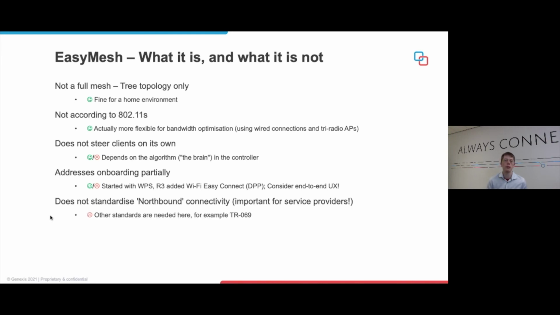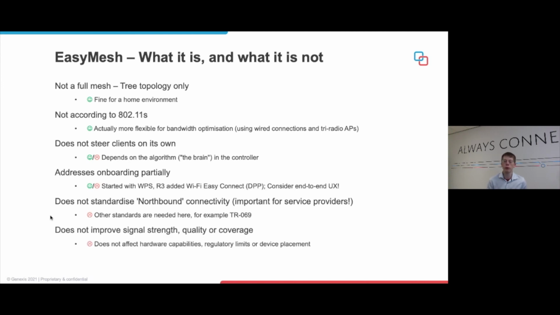And then what is important for service providers especially is that EasyMesh does not standardize the northbound connectivity. So inside the home network, the connectivity and the messaging is all standardized, but northbound, to make sure that the operator can manage the network, this is not a part that EasyMesh addresses. So we still do need other standards. For example, one of the most common ones to manage devices for service providers is TR69 as of today.